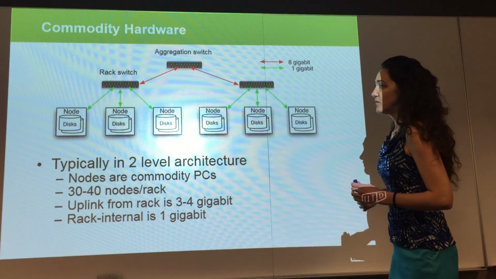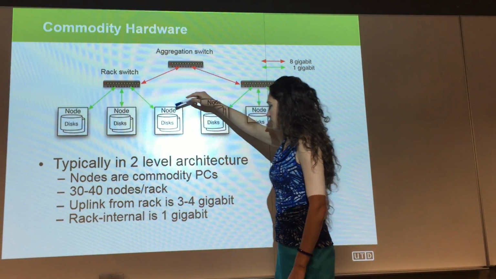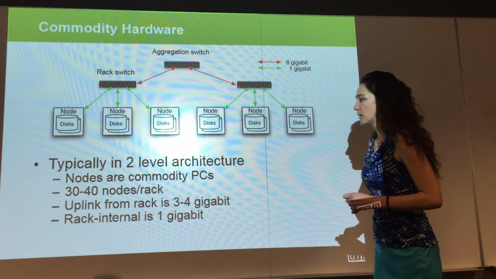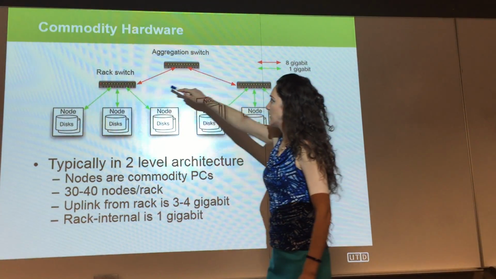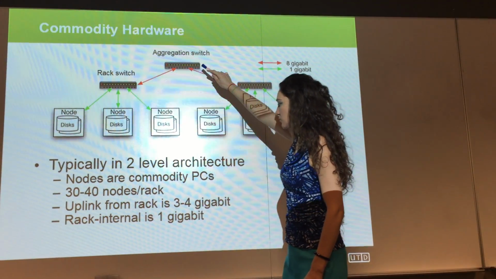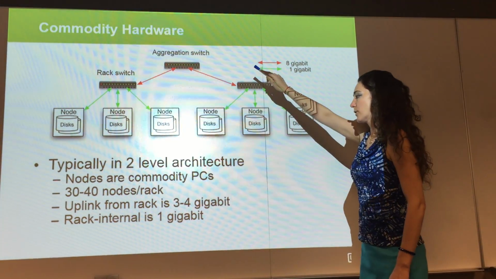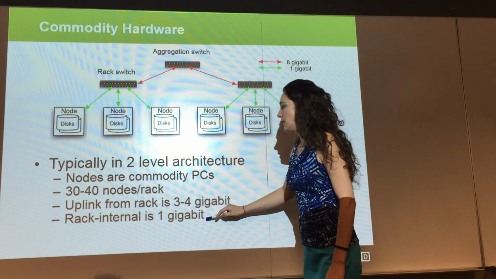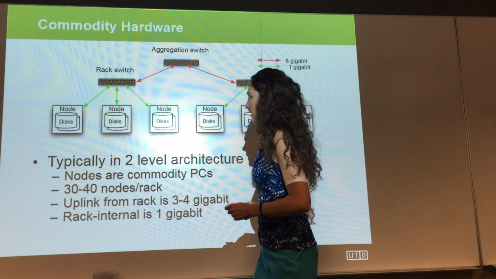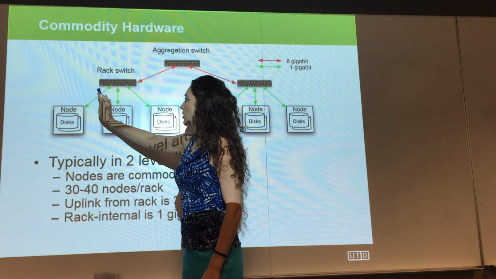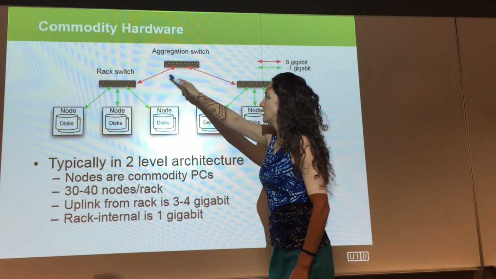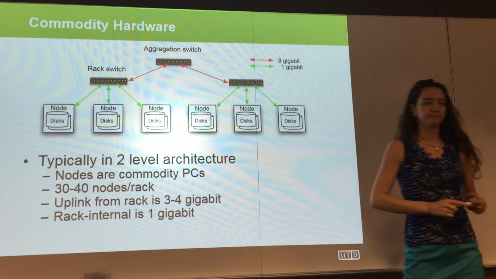The speed of this network connection is 3 to 4 gigabits per second. The connection of the rack to the aggregation switch is 3 to 4 gigabits per second, and the internal rack connection is 1 gigabit per second. So this is slower than that link. The green link is slower than the red link.